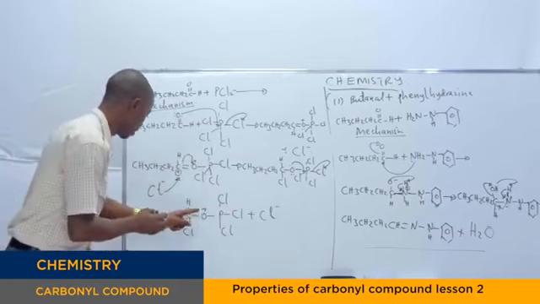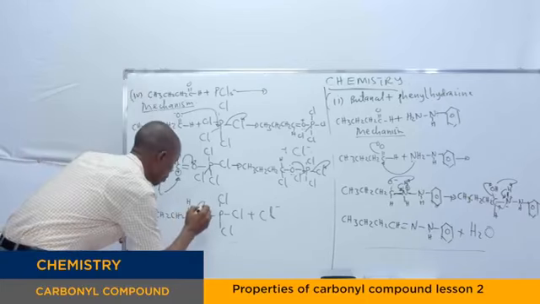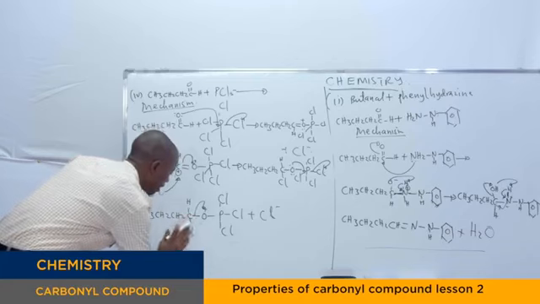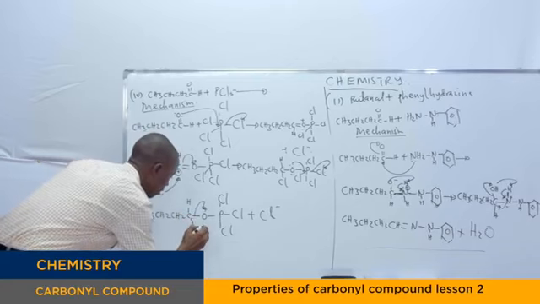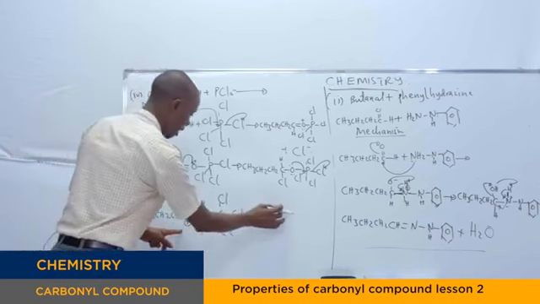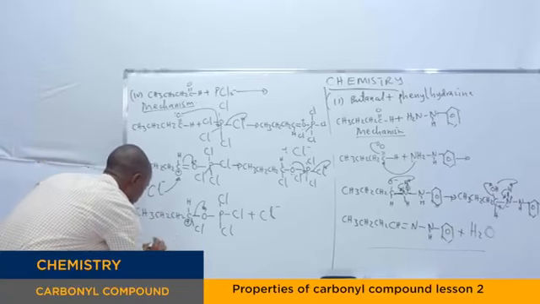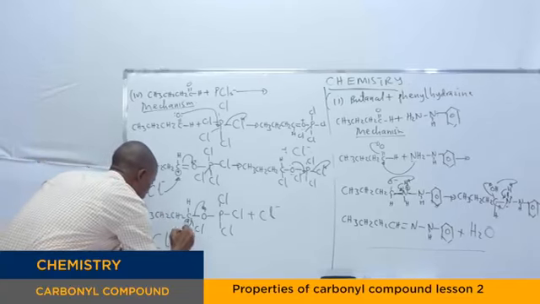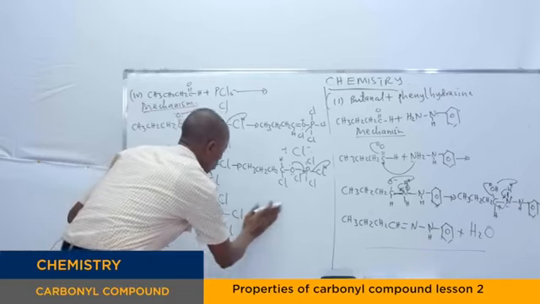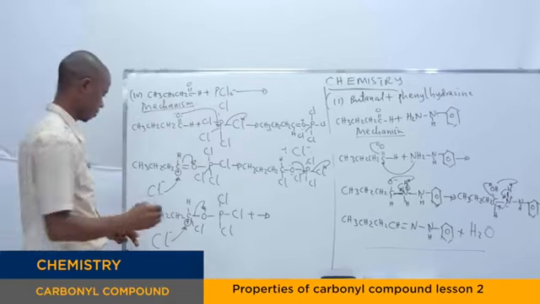To stabilize this one, that means this bond will break. When it breaks, the electron will be taken here and this will be negatively charged. This one is positively charged, sorry, because it loses the electron. Now this chloride ion formed will come and attack this one to stabilize this positive charge. So at the end, we are going to form the following product.